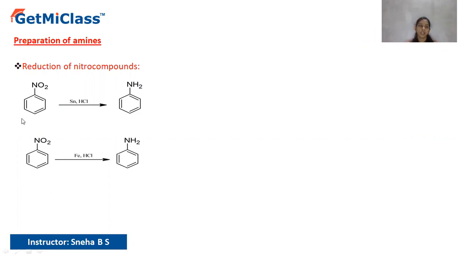So this is nitrobenzene, and it can be reduced into aniline by treating with the reducing agent tin and HCl. So this is one of the methods. Another one is that nitrobenzene can be reduced into aniline by treating with iron and HCl.